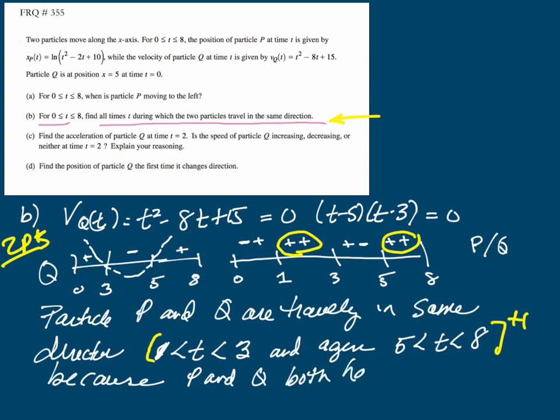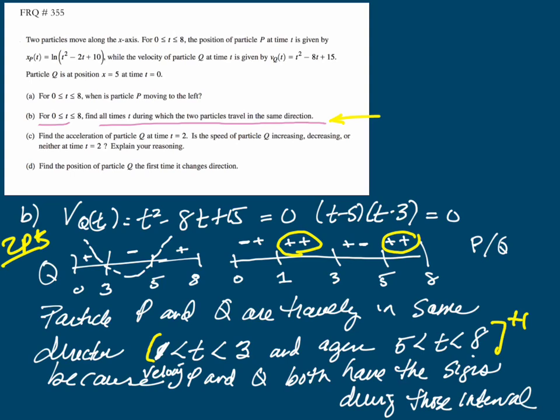both have the same signs. The velocity, we should say velocity. P and Q both have the same signs during those intervals. Okay, so there's your other point if you had analyzed it. So that's part B. I'm going to stop and do a second video for C and D.